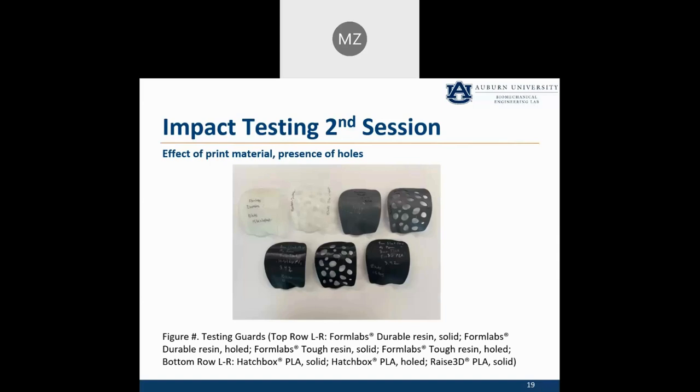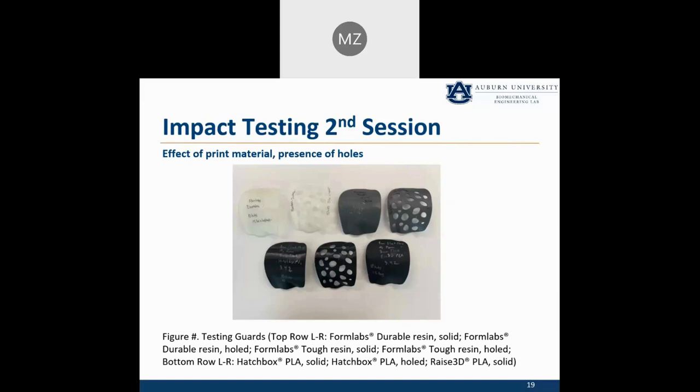So here's our slew of printed devices you can see there. We've got Form Labs Durable on the top left. We've got Form Labs Tough on the top right. And then on the bottom, we've got Raise 3D brand PLA. We've also got Hatchbox brand PLA.